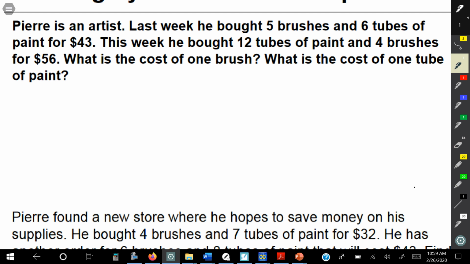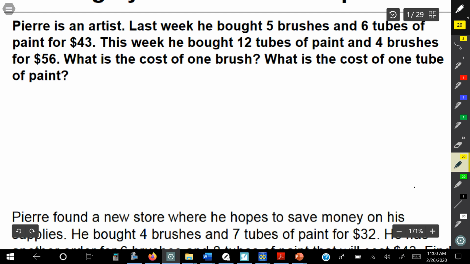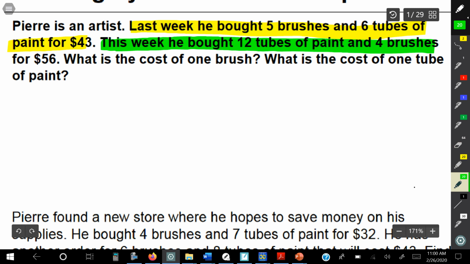So what I'm going to do is make an equation first from this part, okay? 5 brushes, 6 tubes, $43. And then make another equation for this part, 12 tubes of paint and 4 brushes for $56, and set them equal to each other.